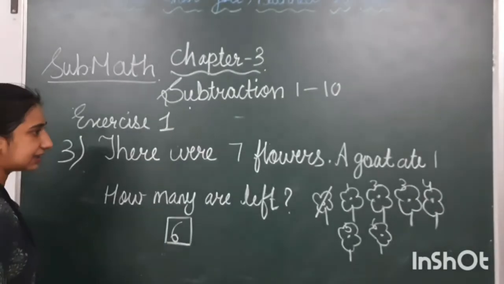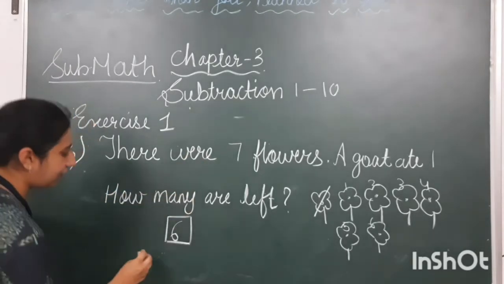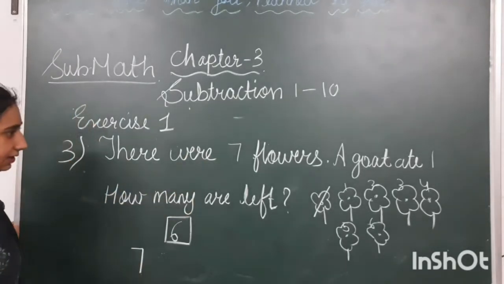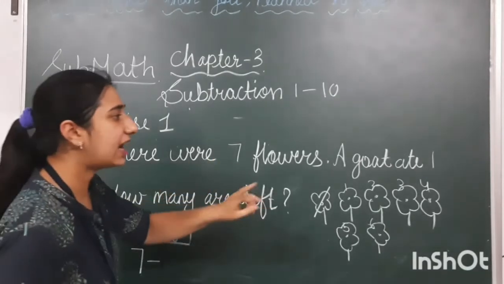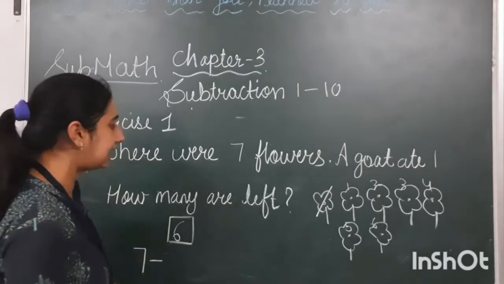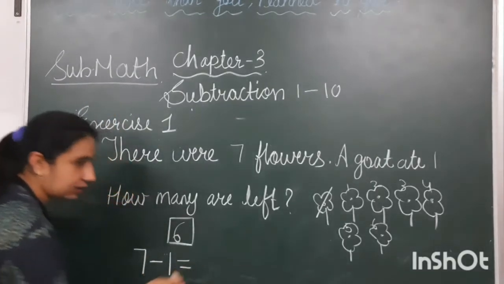Another way of writing this. See, there were 7 flowers. So, first of all, I will write 7. Then I will put a sign of minus. A goat ate 1. Goat ne ek kha liya. Then I will write here 1. Then put a sign of equals to.